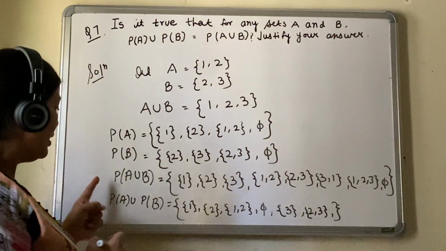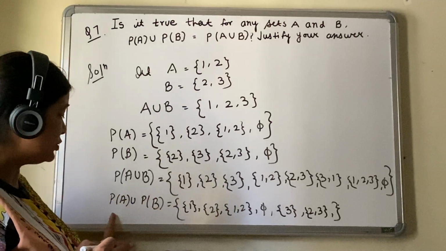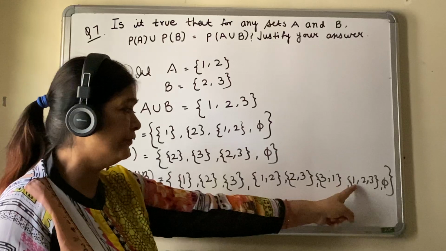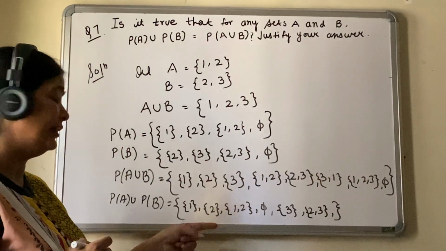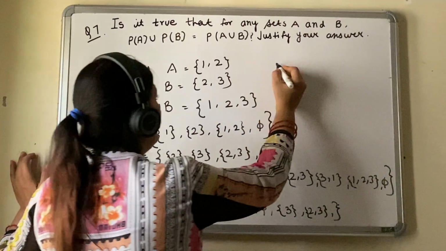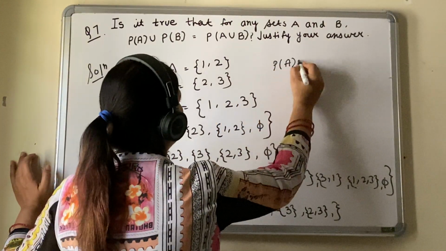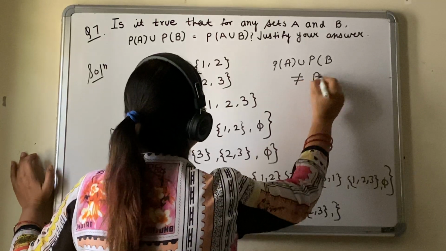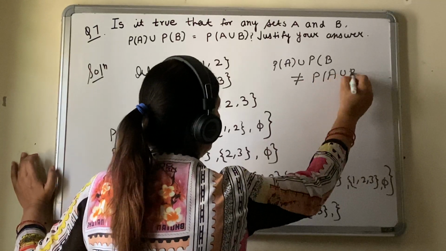Now check. Is P(A union B) equal to P(A) union P(B)? No. Why? Because {3, 1} and {1, 2, 3} are not in P(A) union P(B). So we can say P(A) union P(B) is not equal to P(A union B).